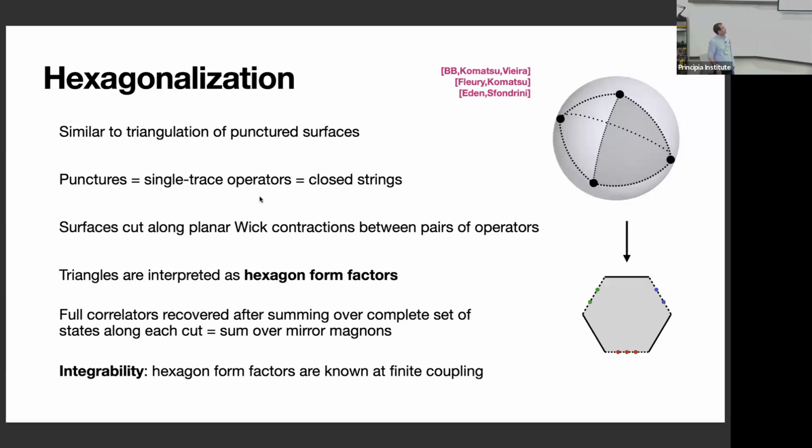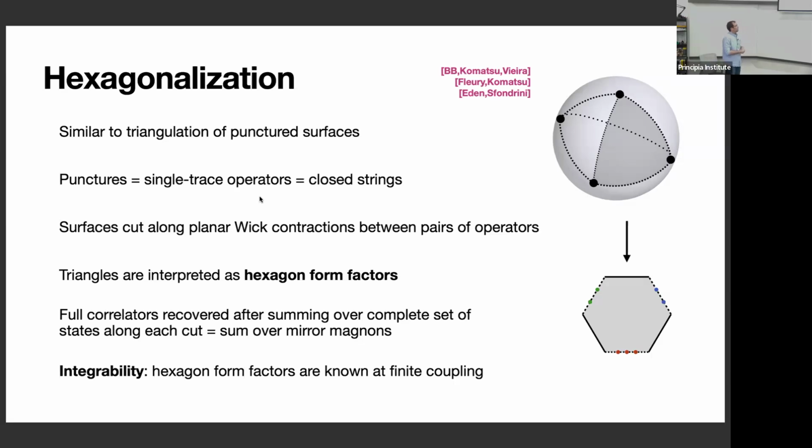It's similar in spirit to the triangulation of surfaces. So if you think about correlation functions as being punctured Riemann surfaces, with a puncture representing some small closed string or some vertex operators, if you prefer this terminology, or single trace operators if you are more of a gauge guy, then the idea is that you get the triangulation by cutting along the planar contractions that these operators will develop with each other. Okay, so this is the kind of triangulation that we have in mind here.